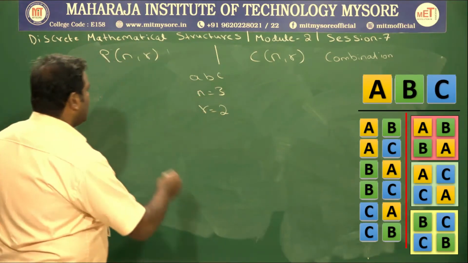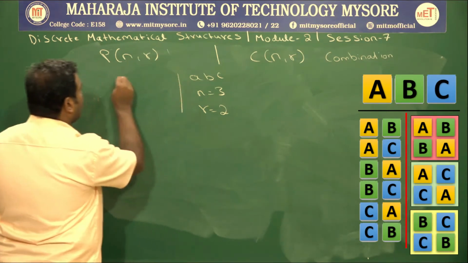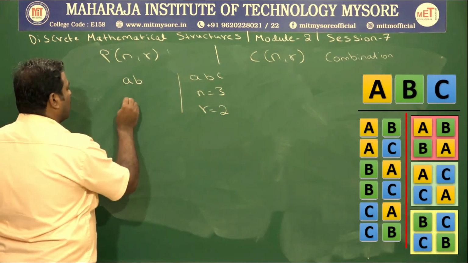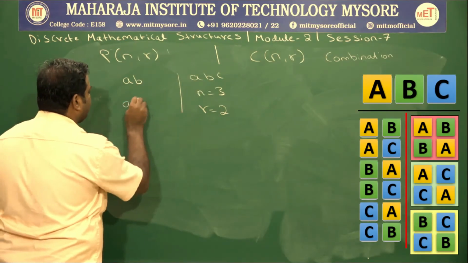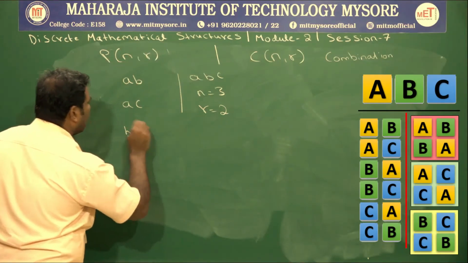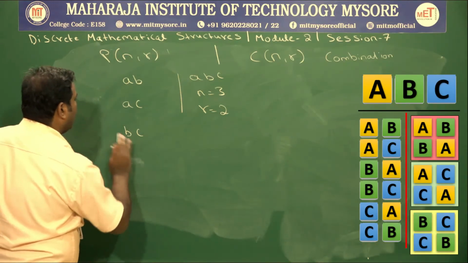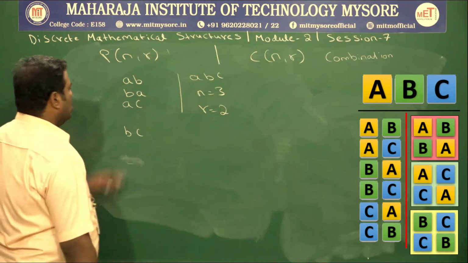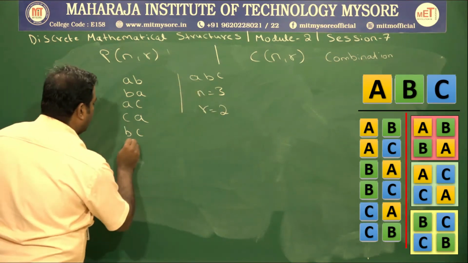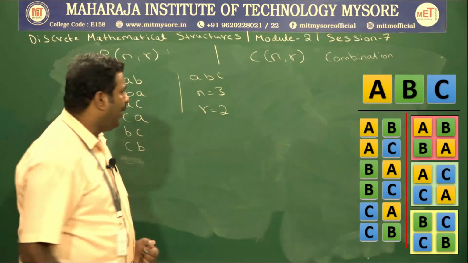Now out of these 3, the first way is I am going to pick AB, and the next combination will be I'm going to pick AC, and the next I am going to pick BC. I'm going to pick BA. Fine. So next I'm going to pick CA, and I'm going to pick CB. Fine. So these are the ways I'm going to pick 2 objects from the given n objects.